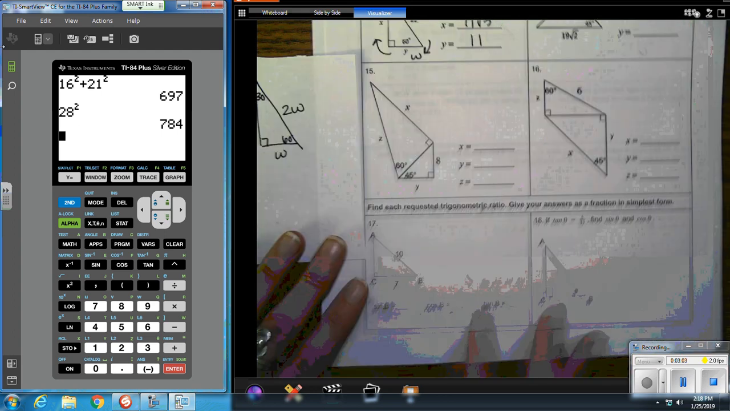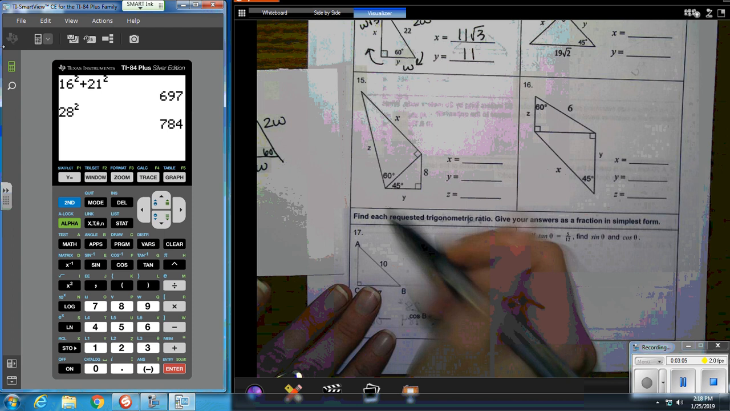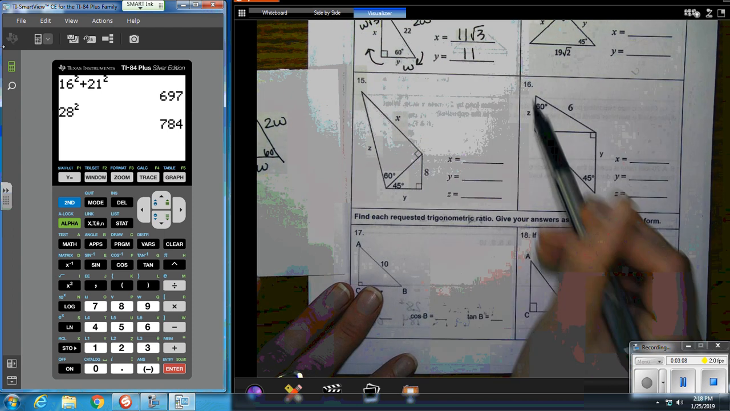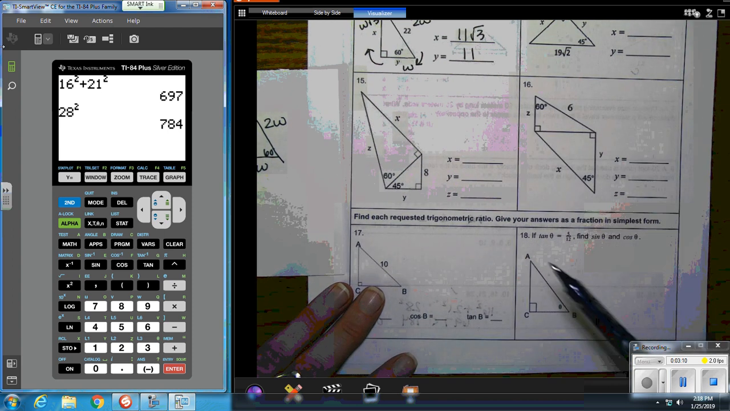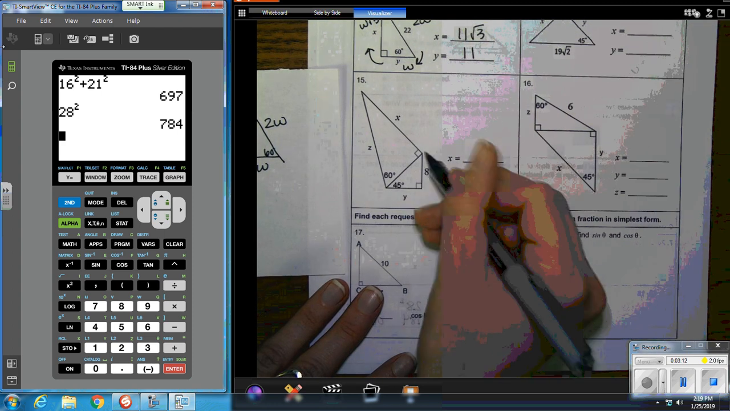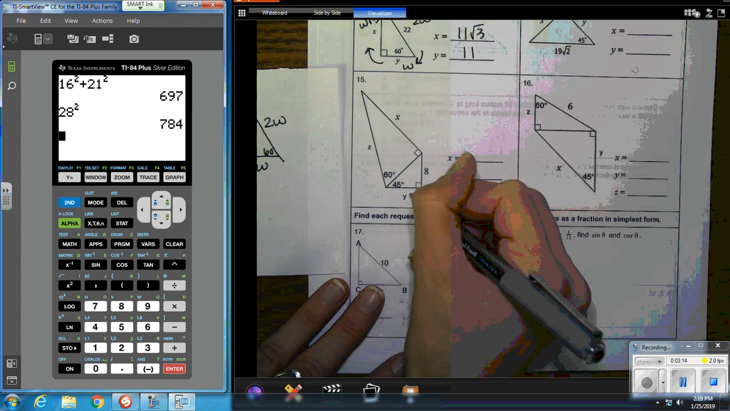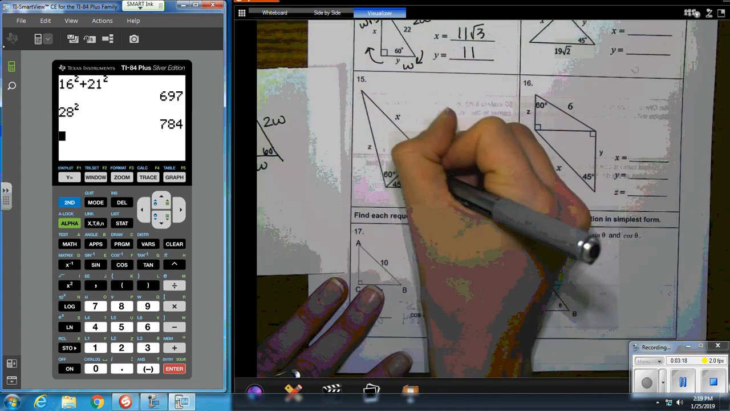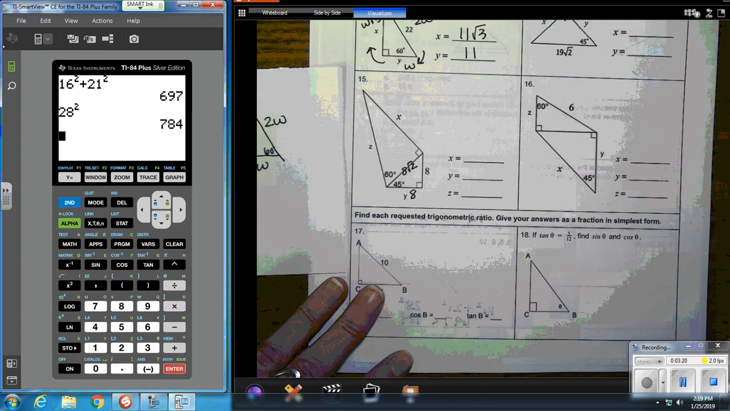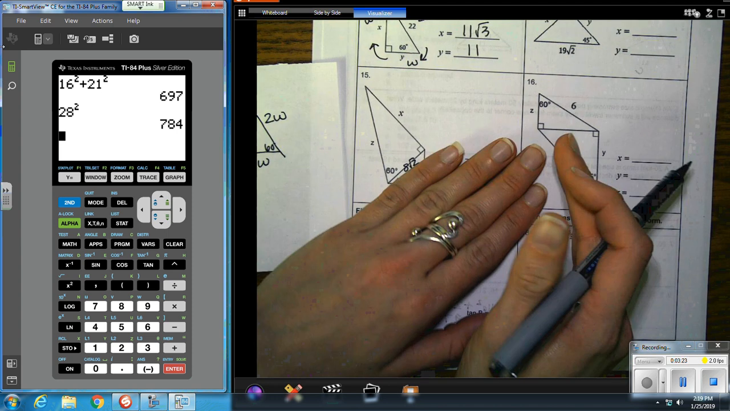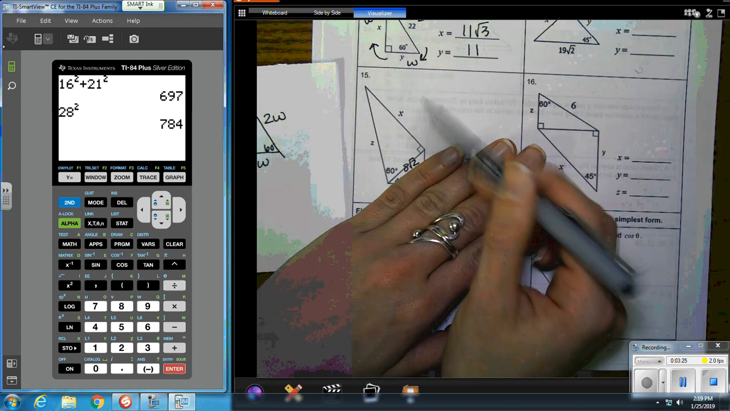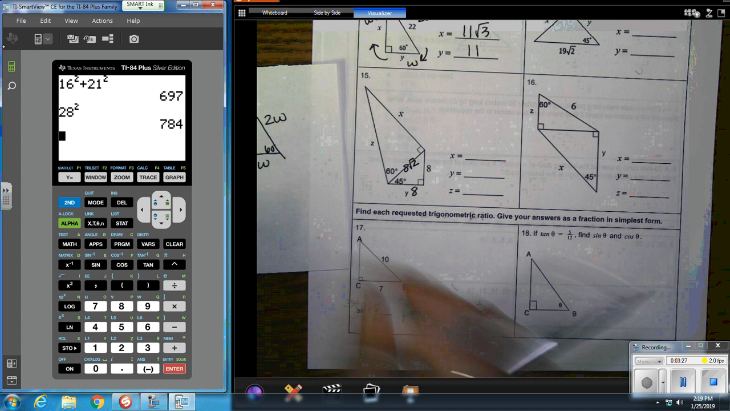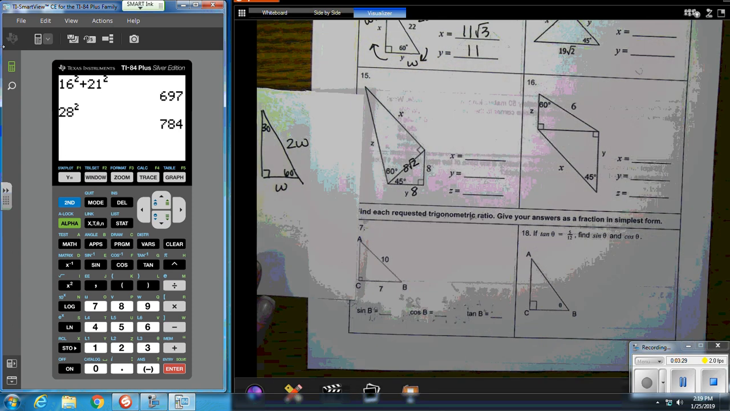For a hint on number 15, make sure that you start in this little triangle first, or over in 16 you'll start in the one with the number, but pick one and start there. So for example, I would start here with my 45, 45, 90 and figure out that, hey, y is 8, and this side has to be 8 root 2. Once you know that, now you can switch triangles and figure out the other lengths missing there, using now your 30, 60, 90 values. So pick one and start there.